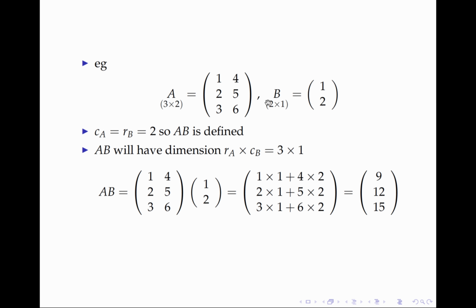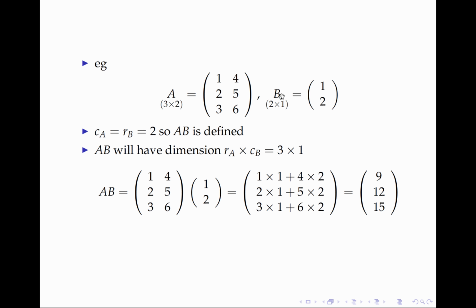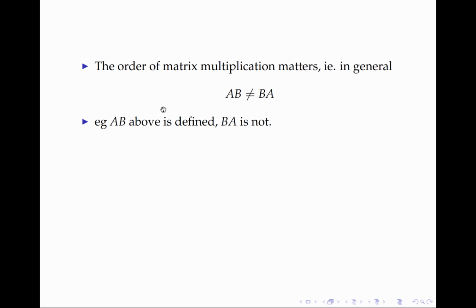If you take a look at these matrices here, we can't even do B times A. We can't even do B times A because B has a single column and A has 3 rows. So B times A is not possible, whereas A times B is possible and has an answer. And so in general, AB and BA are different. It's only in very special cases that they actually turn out to be equal.